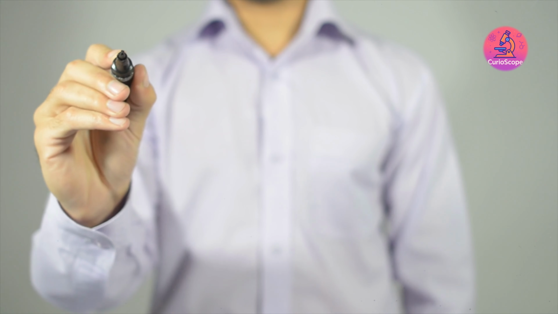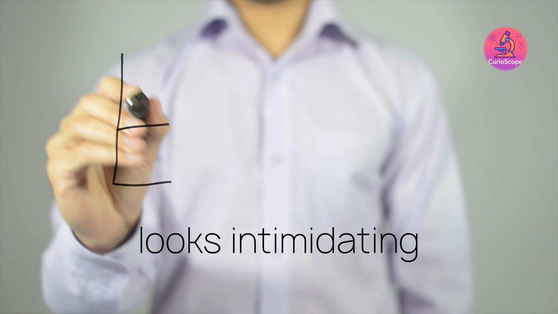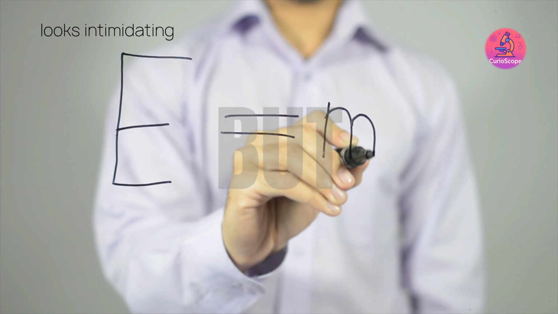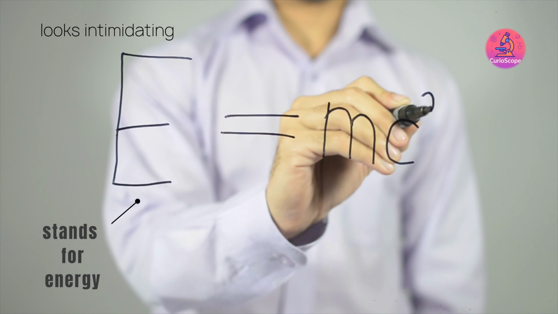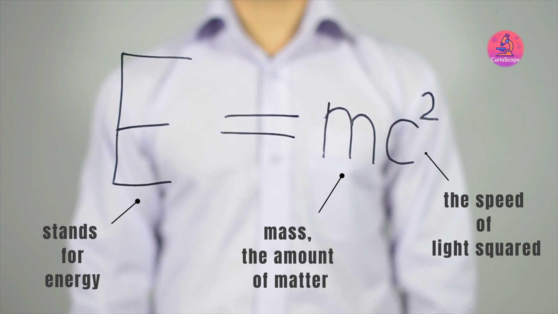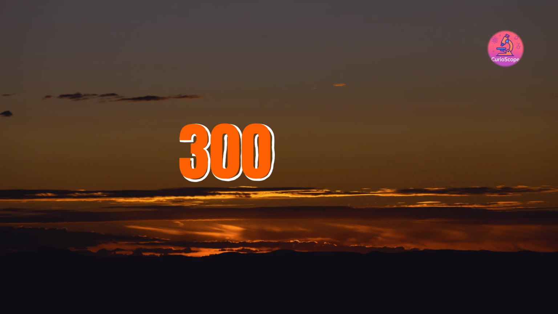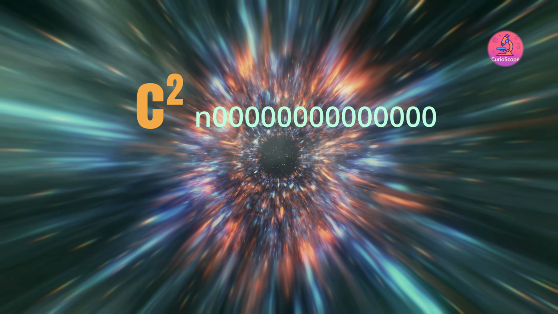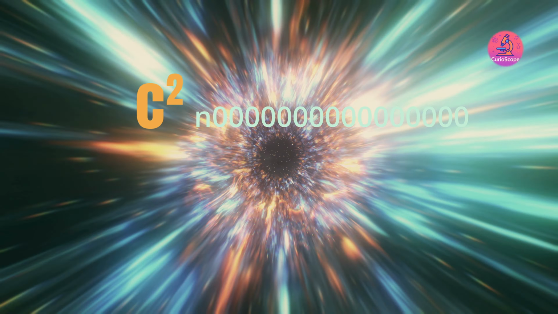At first glance, the formula looks intimidating, but in reality, it's surprisingly simple. E stands for energy. M is mass, the amount of matter. c² is the speed of light squared. The speed of light is about 300,000 kilometers per second. Squared, it's a number with 16 zeros, a colossal multiplier.